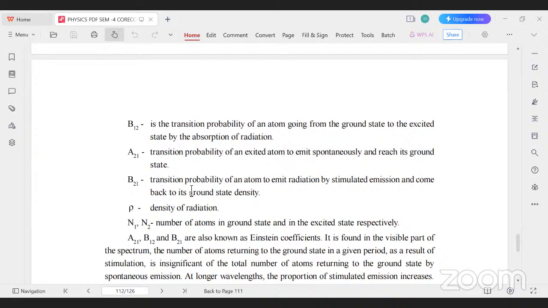Reach its ground state. So the transition probability of an atom to emit radiation by stimulated emission and come back to its ground state depends on the density. Here rho is nothing but the density of the radiation, because when light falls on a material, we need to see the intensity and the density of the radiation.